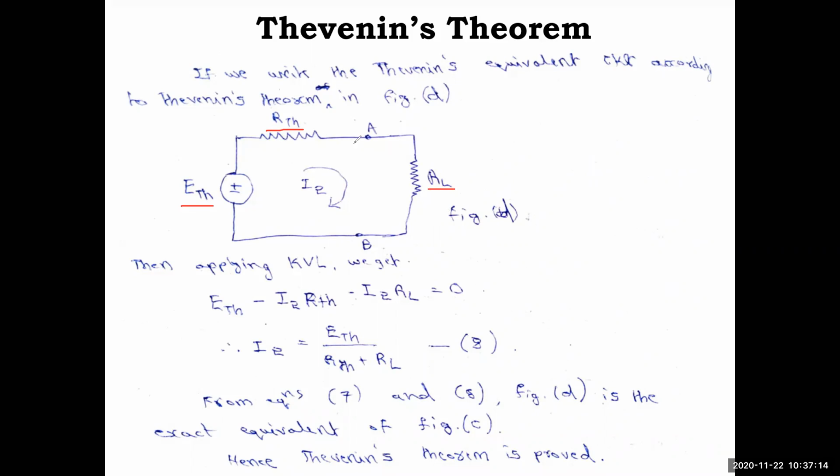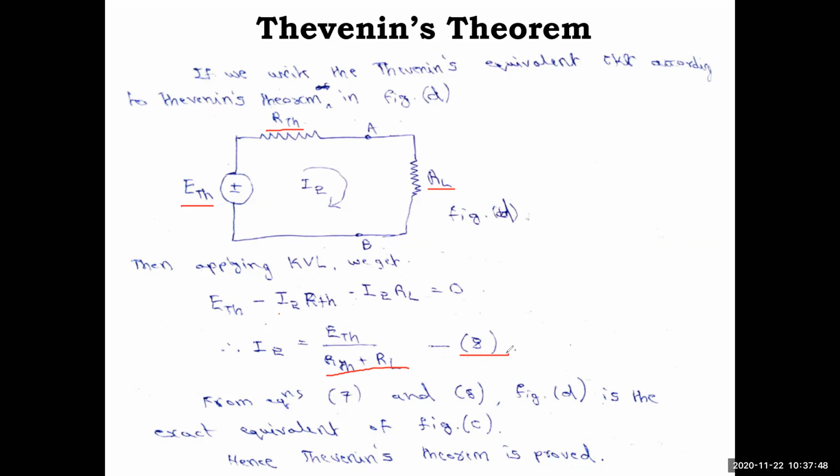Now you apply KVL here with current I2, the same current we are taking. So what will you get? Applying KVL, we get ETH minus I2 into RTH minus I2 into RL equals 0. Taking the two terms to the right side, I2 is common, RTH plus RL will come. So I2 equals ETH by RTH plus RL. Make this equation 8. So what you observe: the previous equation 7 is for the total circuit, and this is for the Thevenin's equivalent circuit.